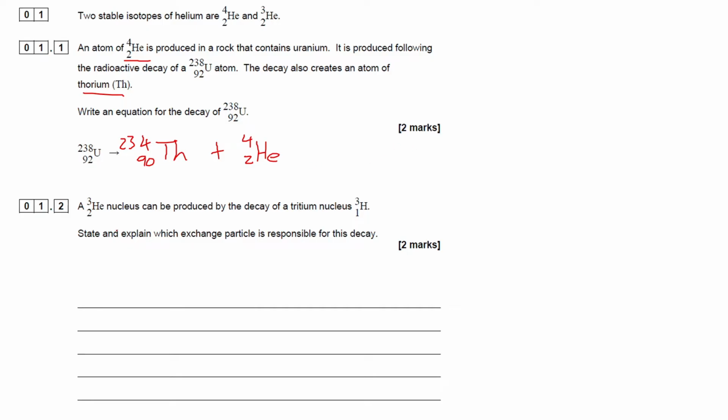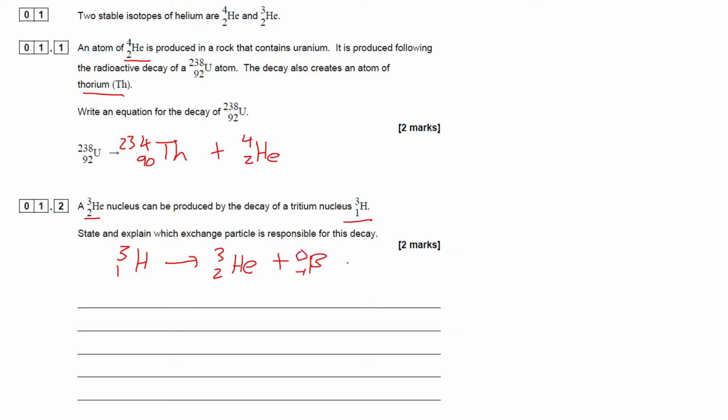The second question, if you read it carefully, it says that the helium can be produced when this tritium decays. So the decay starts with tritium and it decays into helium. Now, for that to happen, you can see the proton number went up by 1, but the mass number stayed the same. This is a sign that it's a neutron turning into a proton, which is just beta decay.